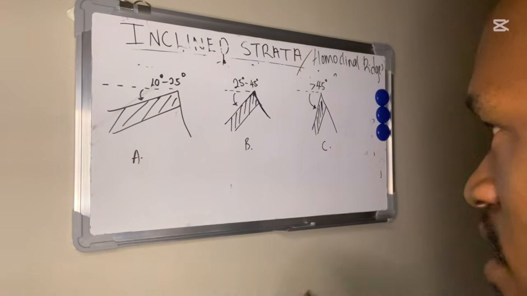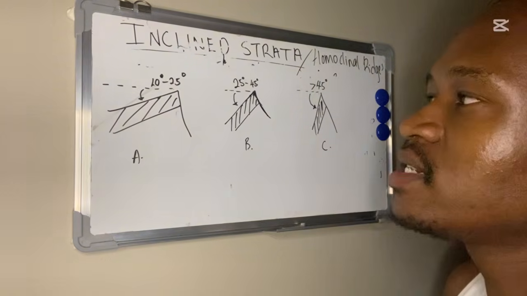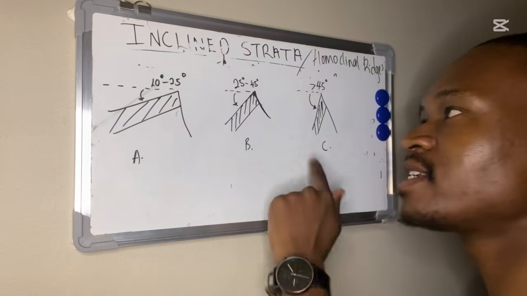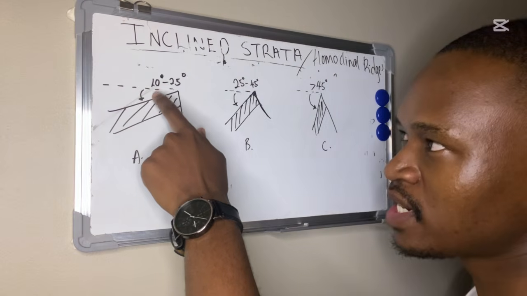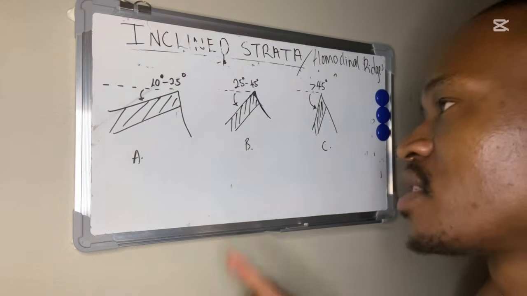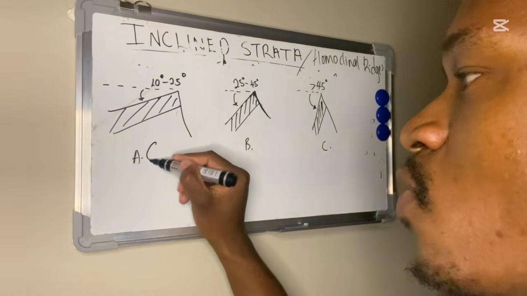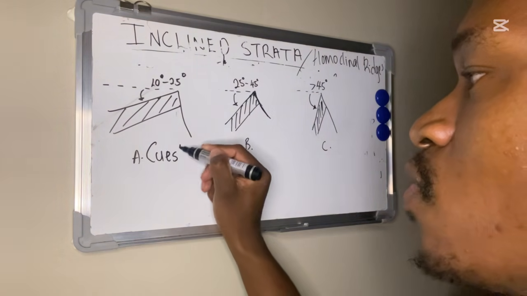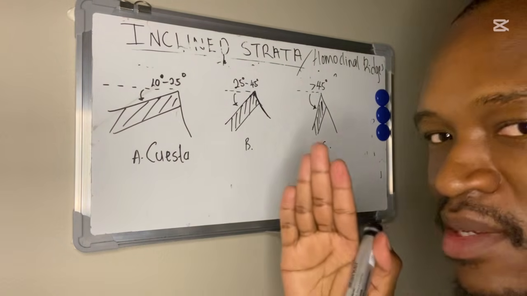Now I drew the three diagrams. I have diagram A, diagram B, and diagram C, right? Classify our homoclinal ridges based on the angle of dip. This one dips at 10 degrees to 25 degrees, right? This one dips at 10 degrees to 25 degrees. We know that's our Cuesta. And we know that it is asymmetrical.